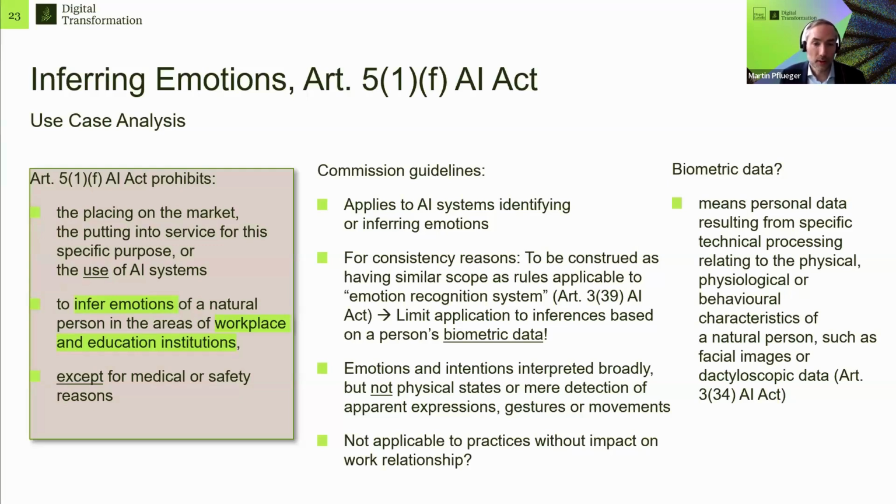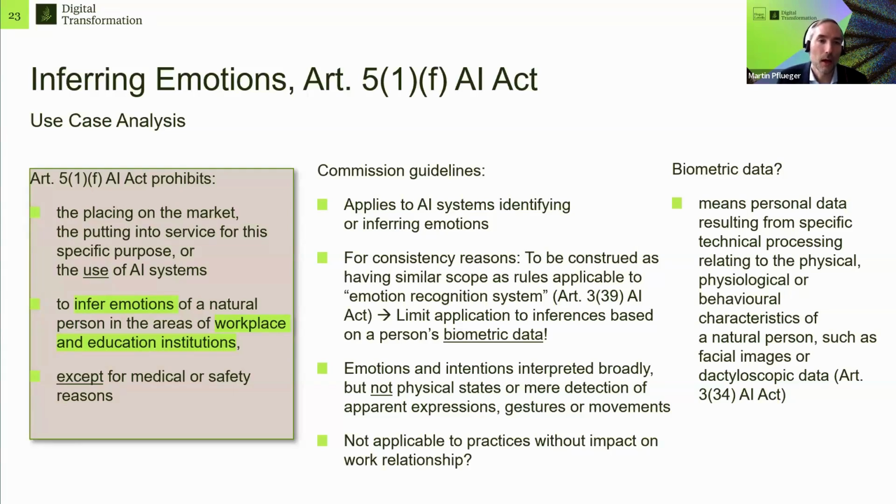However, it does not apply to physical states. So Julia already mentioned, if you have an AI system to determine driver fatigue or fatigue of a pilot in a flight, then this will not fall under the general prohibition. And it also does not apply to the mere detection of apparent gestures, expressions, or movements. So if you have an AI system that just identifies that a person smiles and detects this, in order to train your call center personnel, how many times they smiled and how they could potentially improve customer interaction, this might potentially fall outside of the scope.